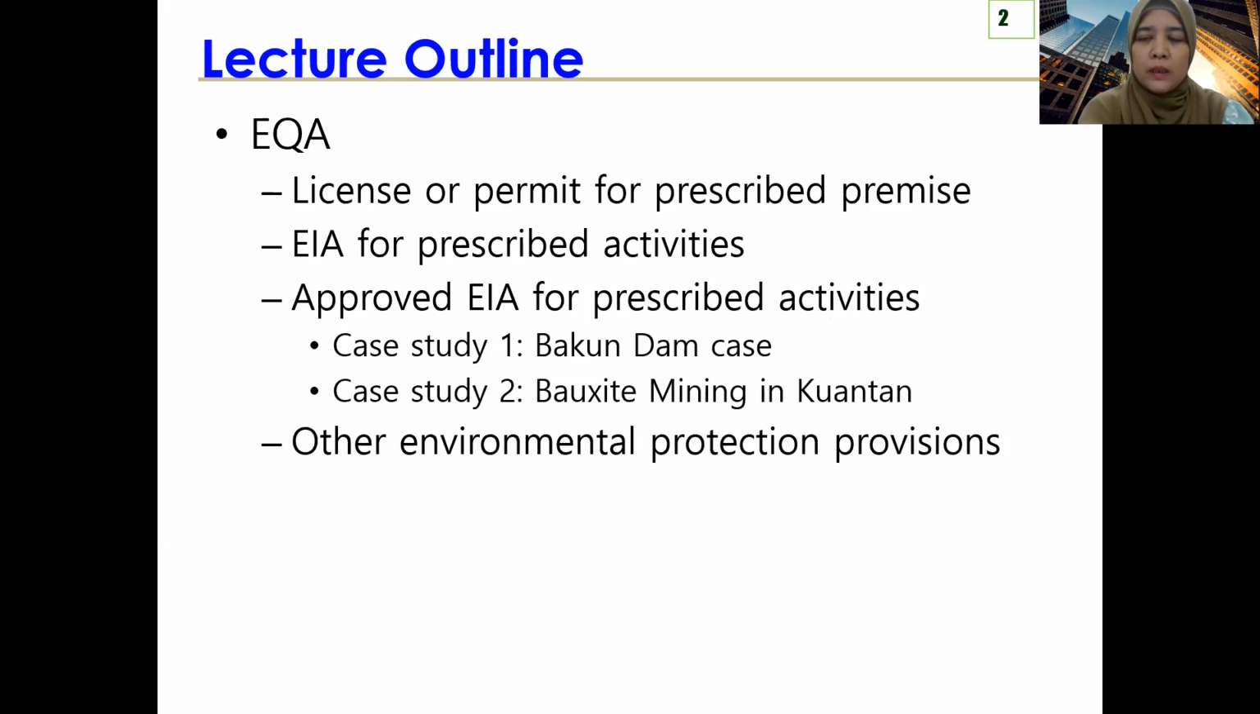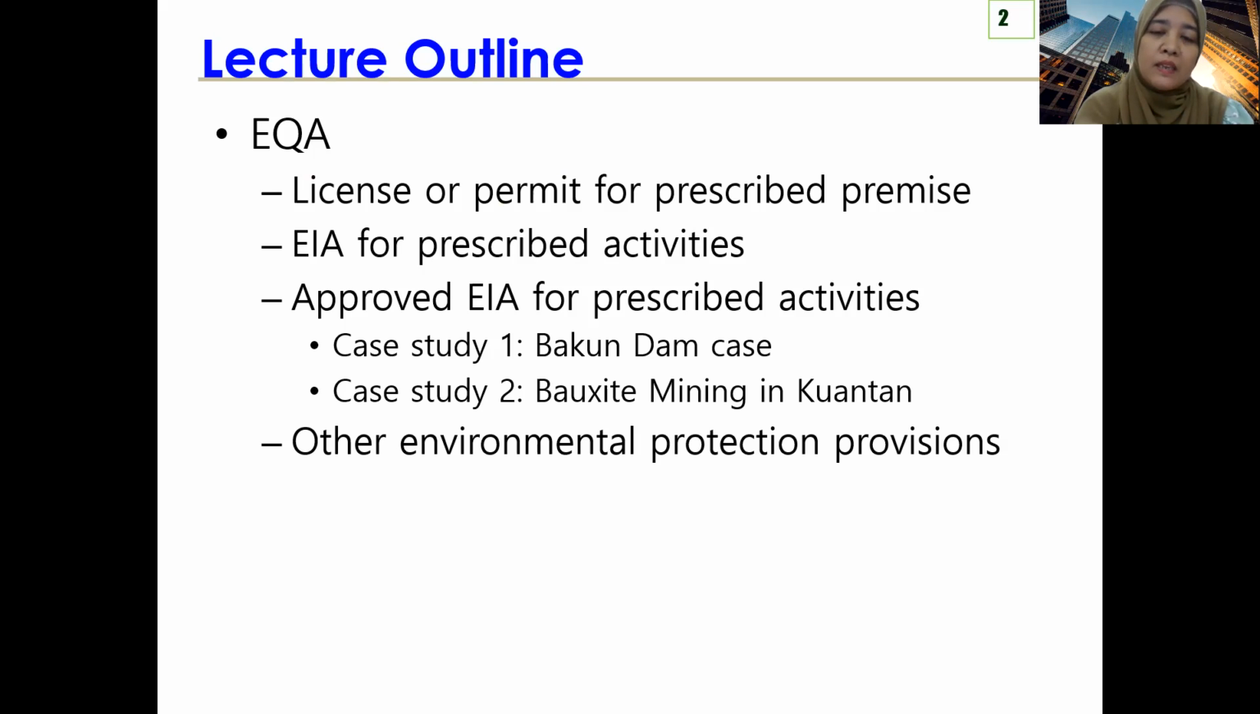We are going to learn about how some buildings, some places, some venues may be declared as prescribed premise under EQA. And the use of these prescribed premises requires a license or permit in order for the premise to be legally used. The second one is we are going to discuss the EIA requirement for prescribed activities.